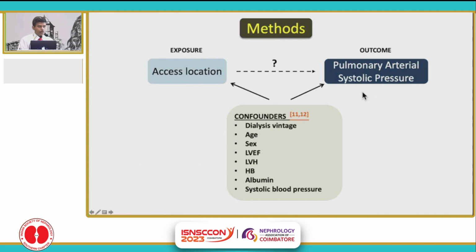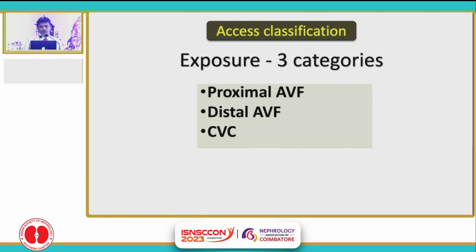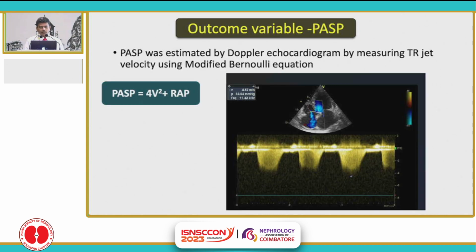We all know that it has already been established that pulmonary hypertension in CKD could be influenced by dialysis vintage, age, sex, LV systolic function, left ventricular hypertrophy, anemia, and systemic hypertension. So all these confounders were included as covariates in our regression analysis. In each patient, the vascular access was categorized as proximal AV fistula, distal AV fistula, or central venous catheter. And the outcome, pulmonary arterial systolic pressure, was measured.